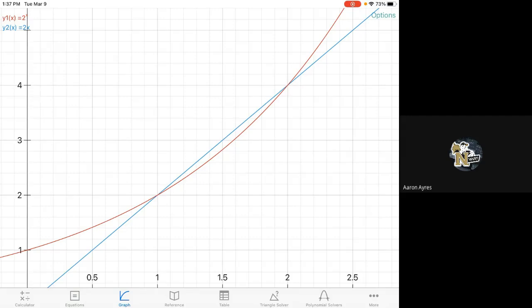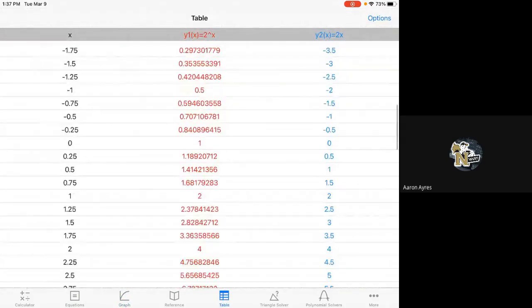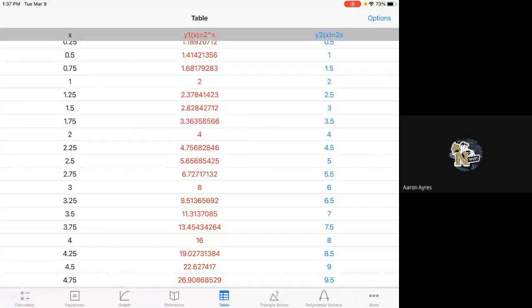In fact, here's my table of values here. You can see that on the table too. I'll go between positive 1 and positive 2. Right there. See the top ones right there? Between 2 and 4? Compare red to blue. Less, less, less. Okay? Everybody see that? Yeah.